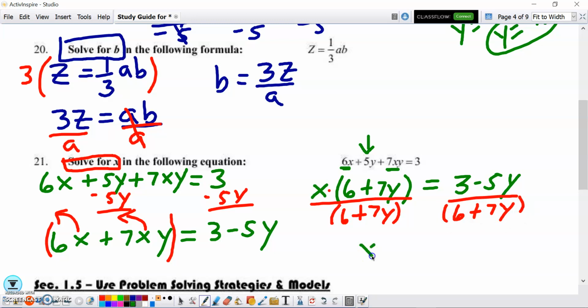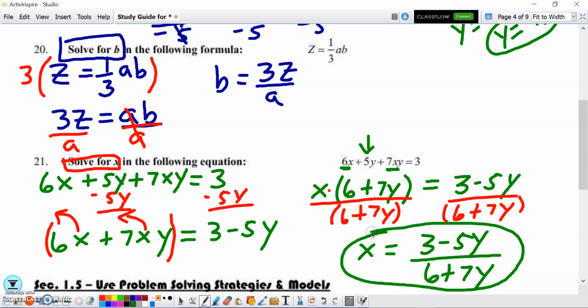So our final answer is x equals 3 minus 5y in the numerator, all over 6 plus 7y in the denominator. And you cannot simplify that any further. That is it for section 1-4.